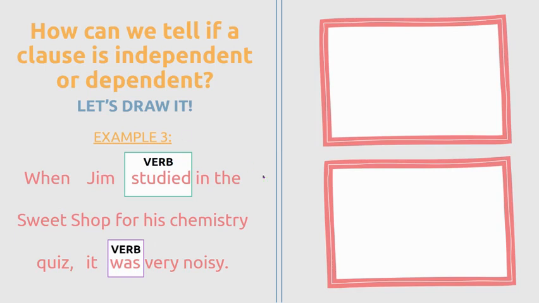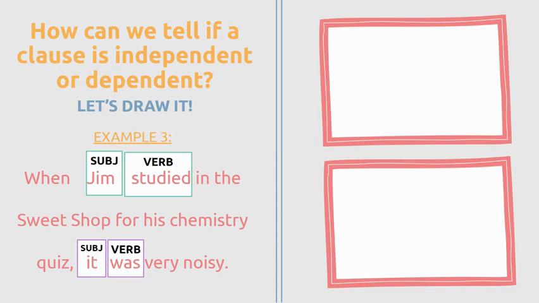So each of my verbs starts a new predicate. First of all, I need a subject for each verb. So for studying, we still have our buddy Jim who's doing the studying. For "was," what am I talking about? I'm talking about "it." So "it" is my subject and there's my verb. Since I have a subject and verb, that means I have 2 clauses here.